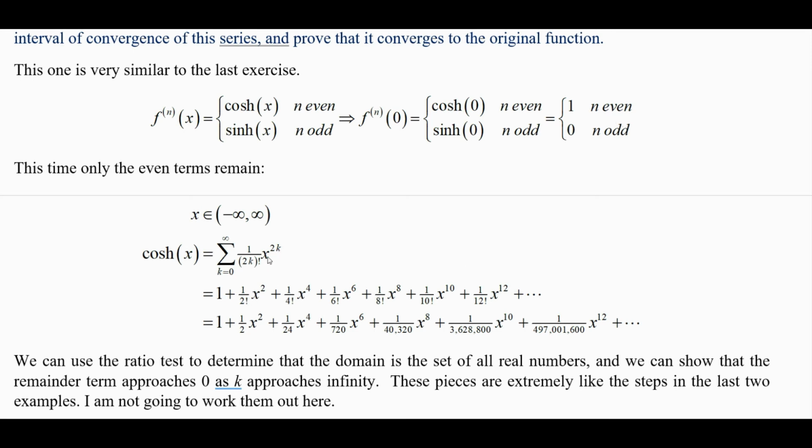So we get x to the 2k divided by 2k factorial, which you can see worked out starting with k equals 0. So starting with 1, which is a 0 degree term, then a second degree, 4, 6, and 8. Only the even powers are left, and this does converge to cosh of x for x being any real number. We can use the ratio test to determine the domain is the set of all real numbers. We show the remainder term approaches 0 as k approaches infinity. So this really is converging everywhere and is converging to cosh of x.